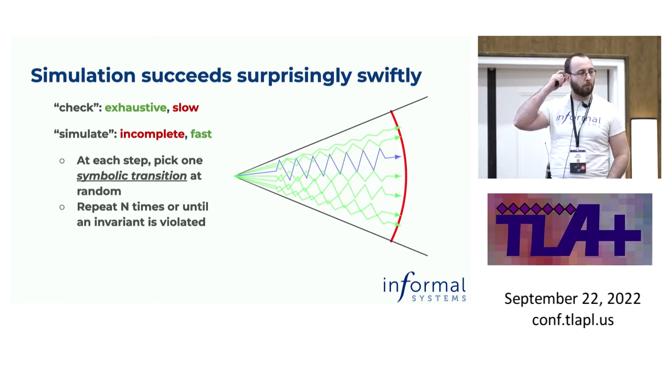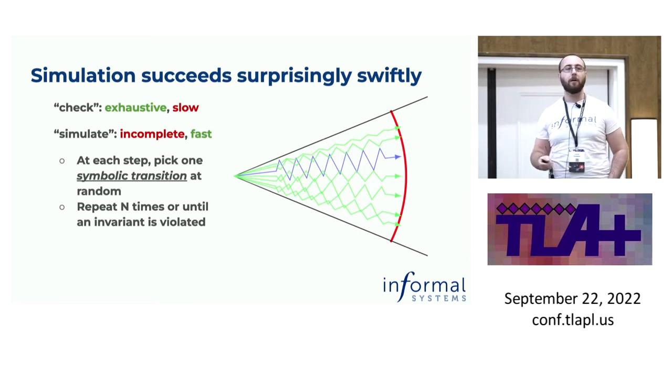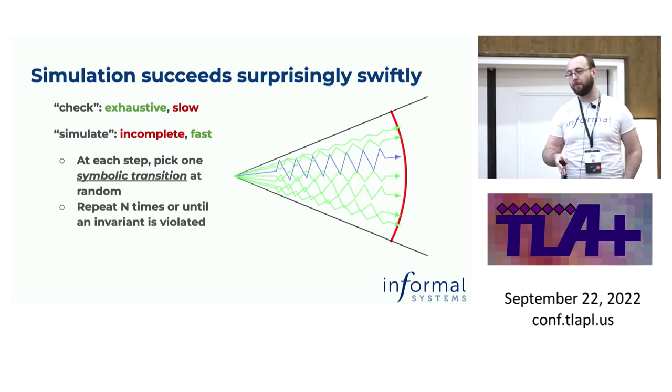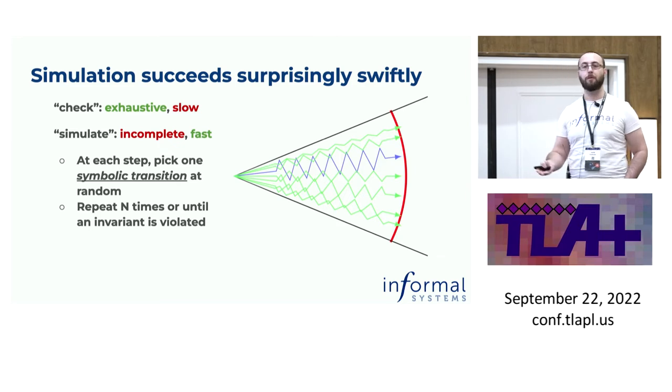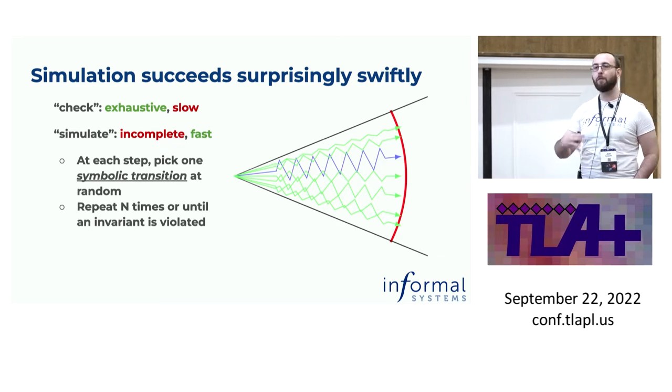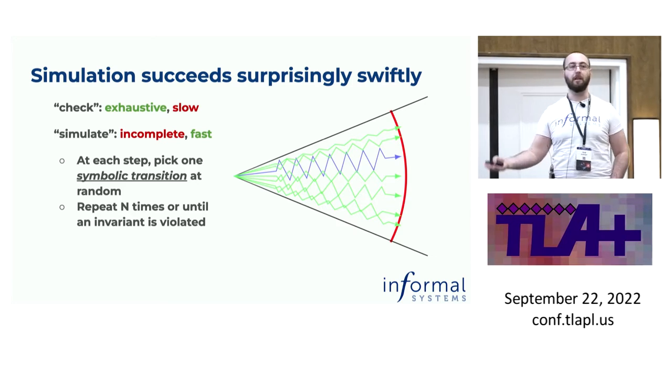All right, so what was I going to say? OK, simulation. The takeaway here is while you're iterating on the spec, use simulation. When you're done with it, or when you feel like you're done with it, then you use the check mode, and then you actually cover, for the given bound, of course, all of the possible behaviors of a given length.